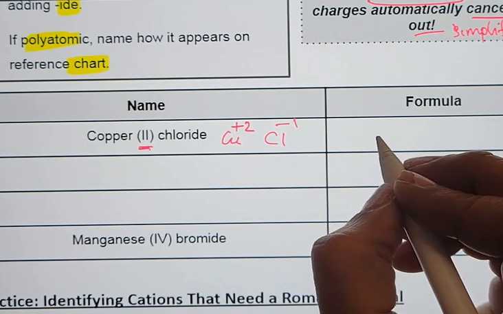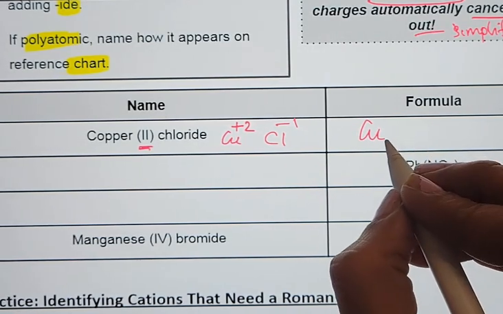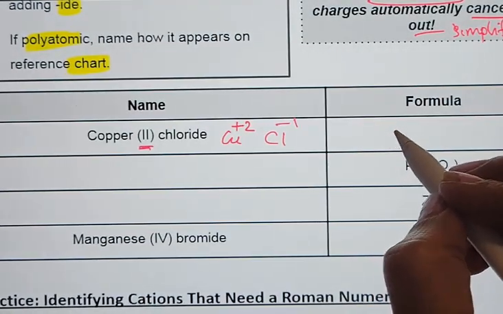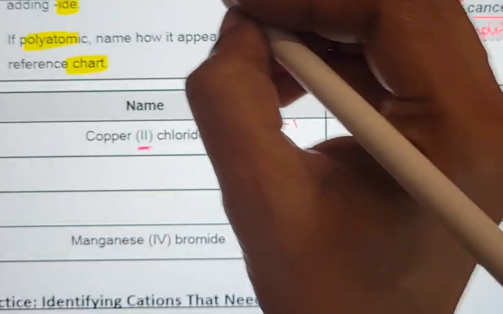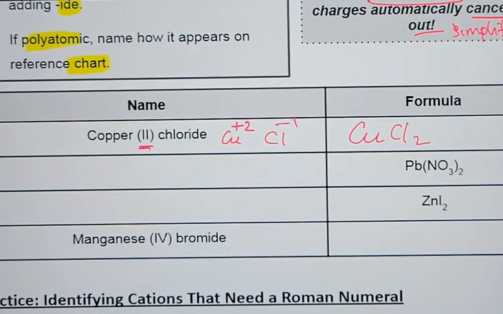So when you crisscross it, how many copper did you need? 1 copper, and how many chlorine did you need? Why am I writing 2 there? So CuCl2. Question. Okay, try the next one. This time you have a formula. You have to write the name. Do the reverse crisscrossing.